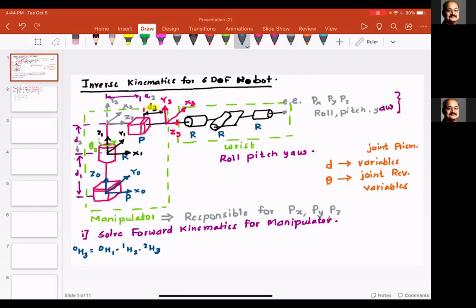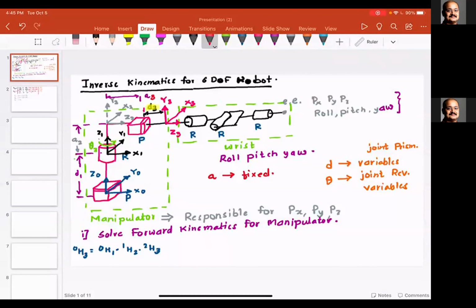Actually, I made a mistake. The d's are joint variables, so this has to be a2. So clearly this has to be a3. So I made a mistake here. Please make sure that you make this correction. So all a's are fixed. Please note, first is the prismatic joint, and the extension of prismatic joint 1 is d1.